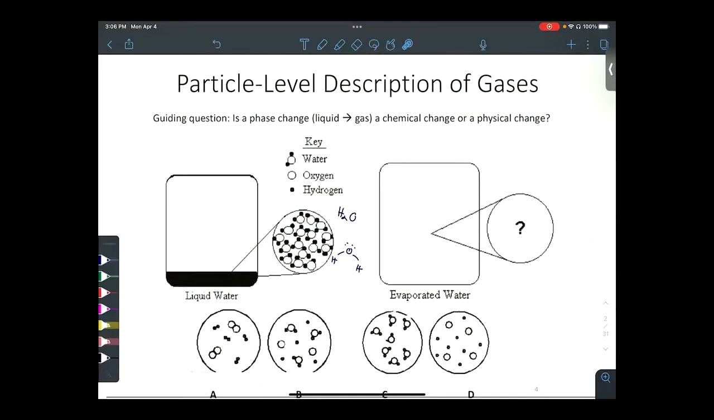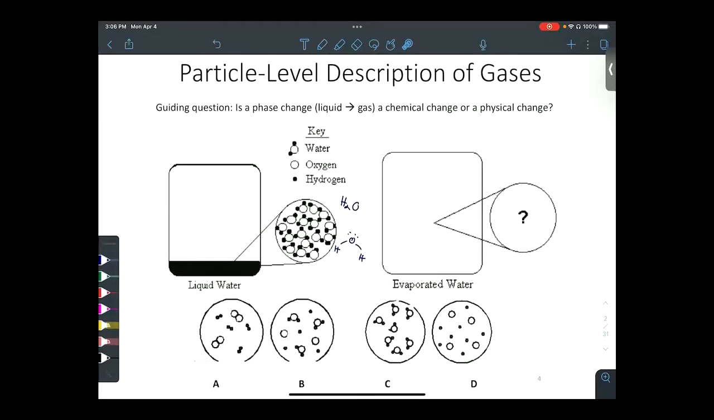What would it look like in the gas phase? What do we think? A, B, C, or D? C. C, very good. Yes, it is C. My guiding question here, some of you might have gotten it very quickly, but the key idea I brought up was I said phase change. Phase change versus chemical change. This is not a chemical change.